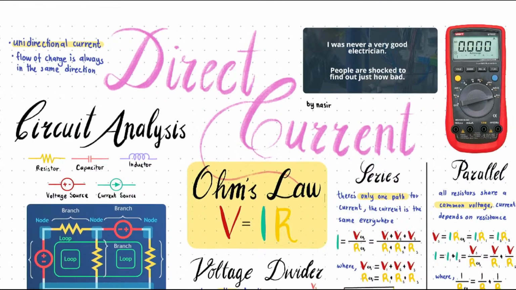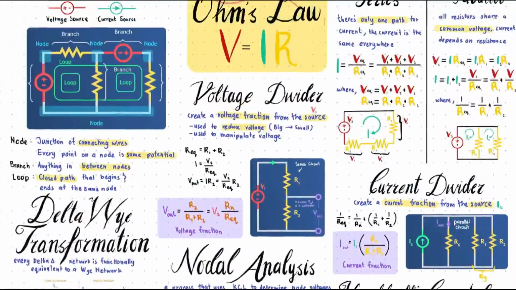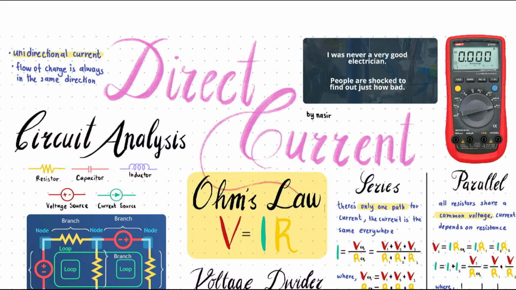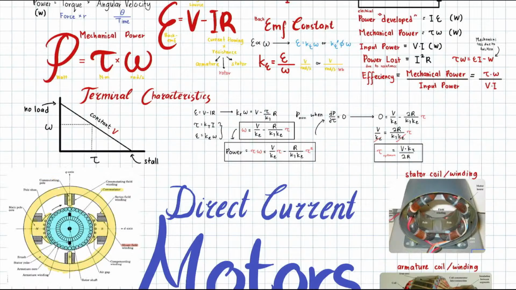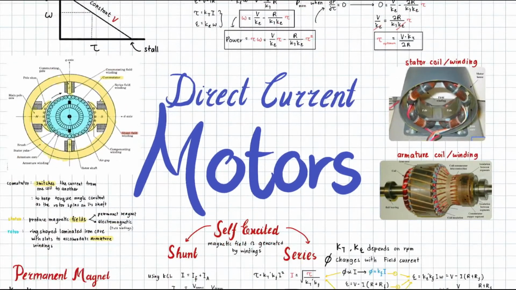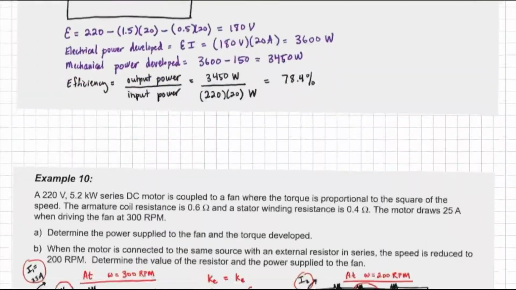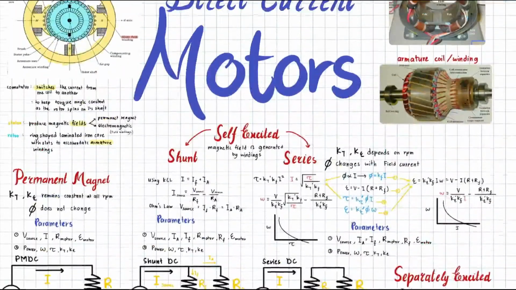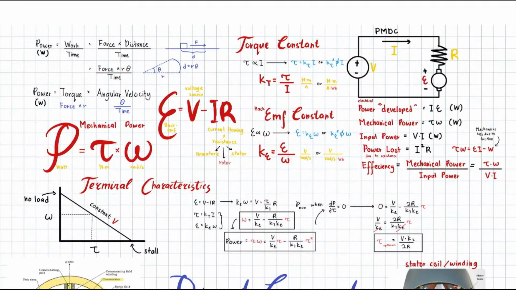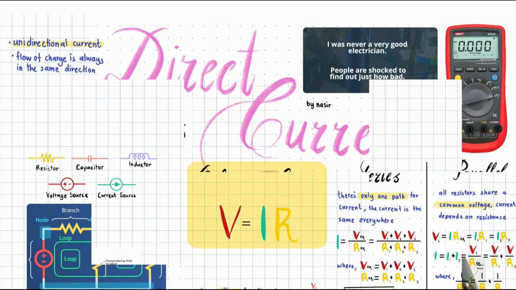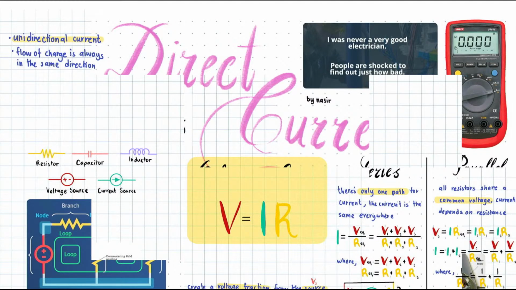So, kita start dengan direct current. So, this is the node. And then, kita pergi DC motors, which is direct current motors. I already given both of the notes in the group. So, I hope you all can follow together. Okay, so let's start with DC.